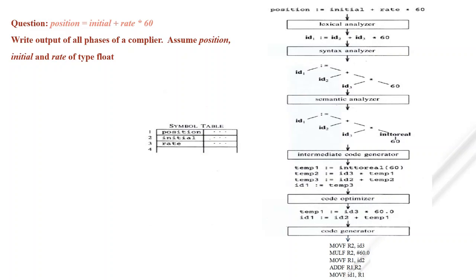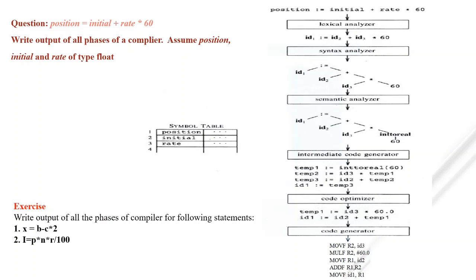We also have an exercise that you have to do in a similar way and generate the output by passing these two statements through the phases of compiler. Note that here there are two different statements. So do them individually. First x equal to b minus c into 2, perform this, and after completion of the first statement you can try the second statement. Hope you understand the phases of compiler well.